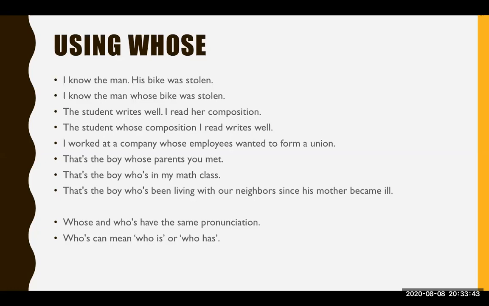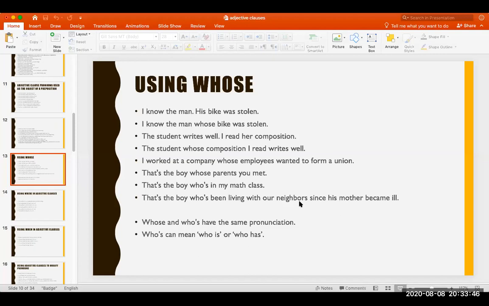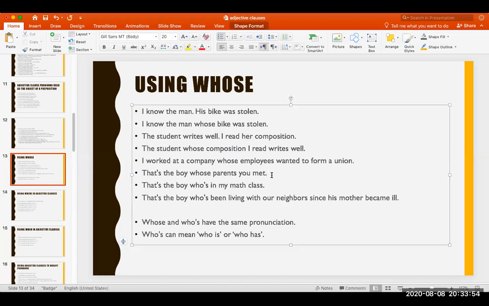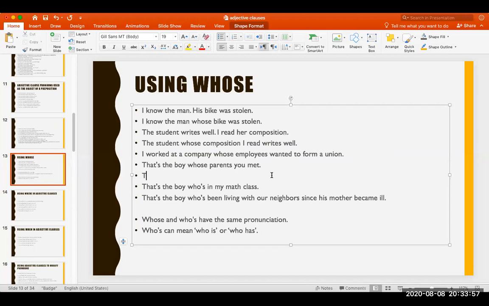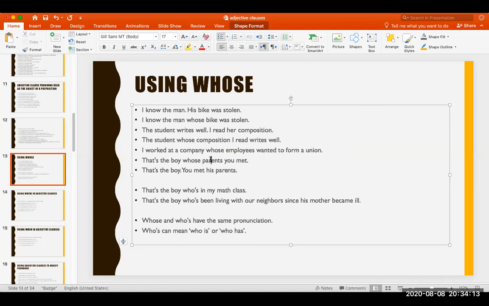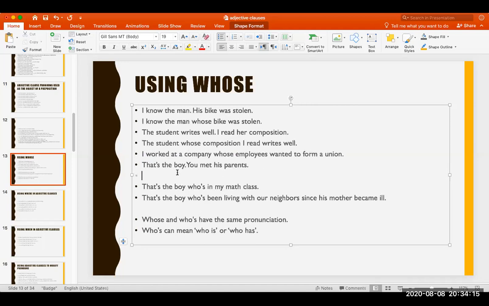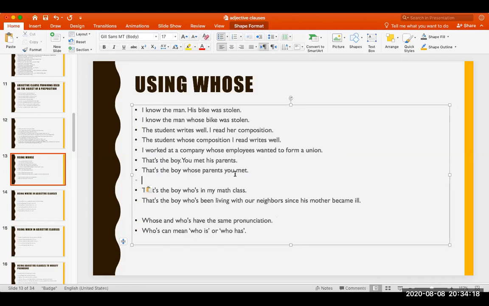Look at these sentences. These are things you have to pay attention to. If you say, that's the boy whose parents you have met, originally the sentence is, that's the boy, you met his parents. So that's the boy. It becomes, that's the boy whose parents you met.